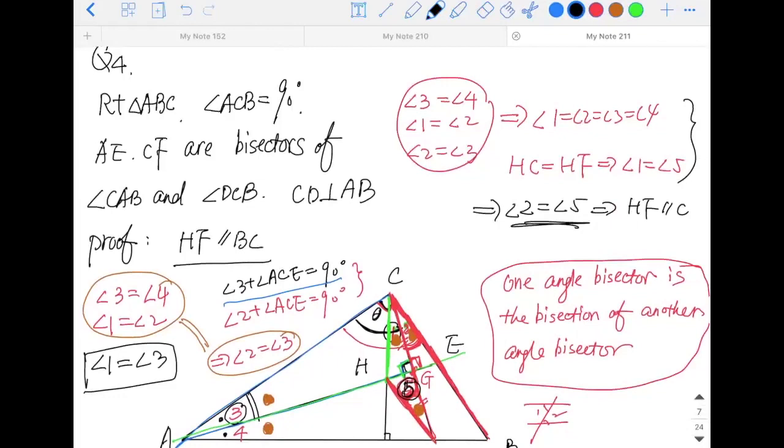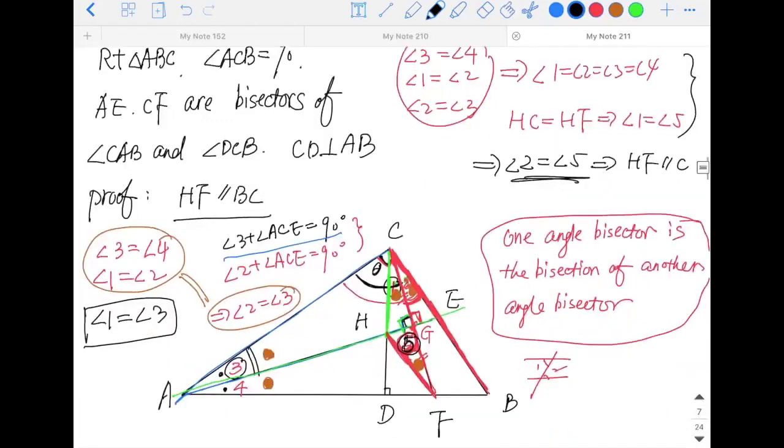Well, the million-dollar question is, how can I prove this conclusion? How can I know that if I have a perpendicular line and two bisectors, then automatically one of these two bisectors will be the bisection of the other, right? This is our million-dollar question. So let's try to prove this. As long as you prove this, we're good to go.